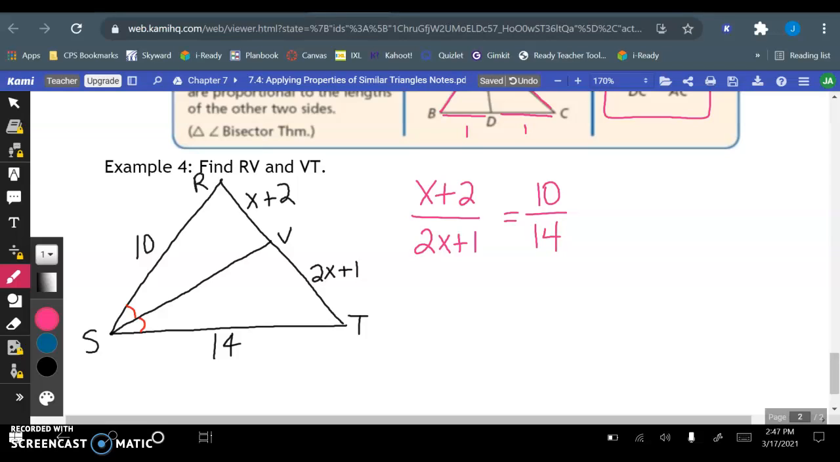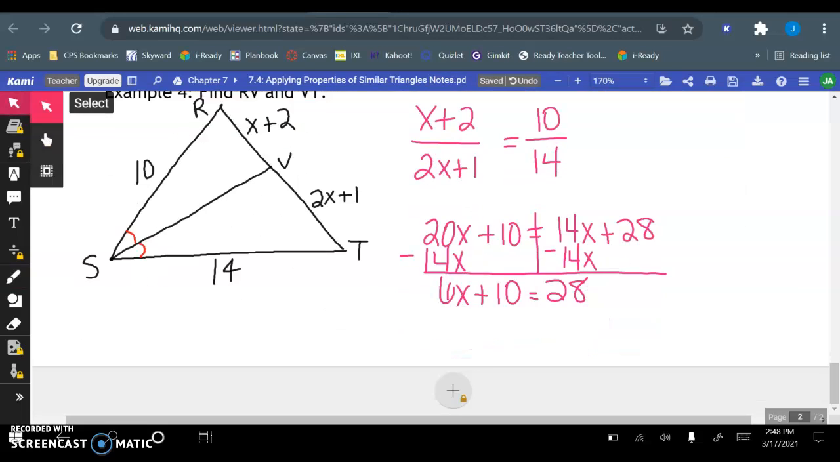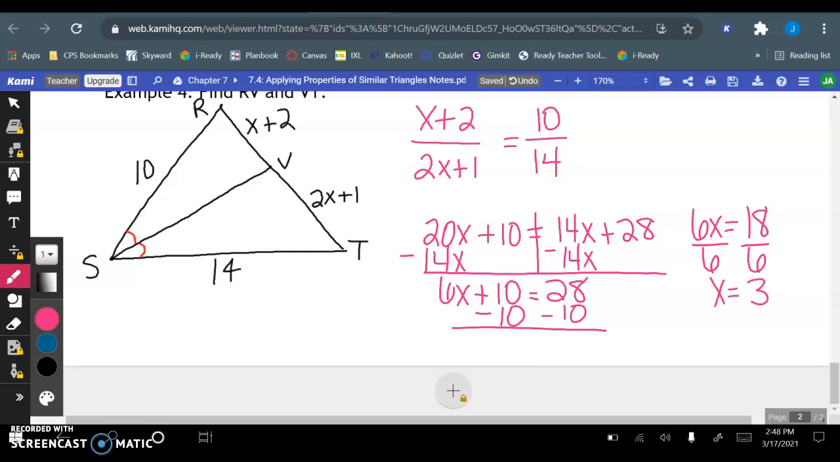So now we have to cross multiply. So I have to do 10 times 2x plus 1. So 10 times 2x would give me 20x, and 10 times 1 is 10. And then 14 times x is 14x, and 14 times 2 is 28. So now I have to solve this. So I'm going to subtract 14x from both sides. And then I'm going to subtract 10. I'm going to move over here. So I have 6x equals 18. And then I'm going to divide by 6. So x is equal to 3.